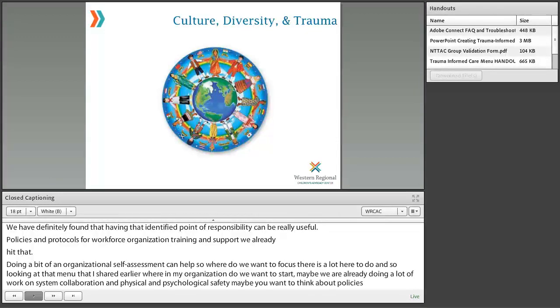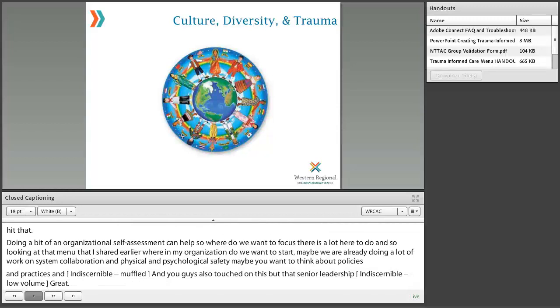Okay, so the next key element, again, when we're thinking about, is my organization trauma-informed? How do I create a trauma-informed organization? Another key element is culture and culture diversity and training.